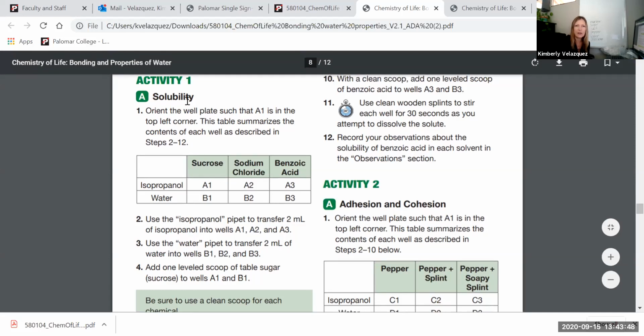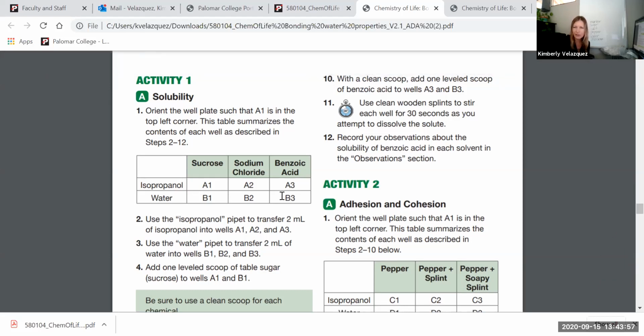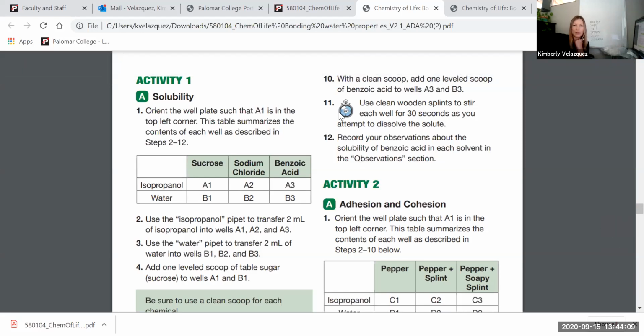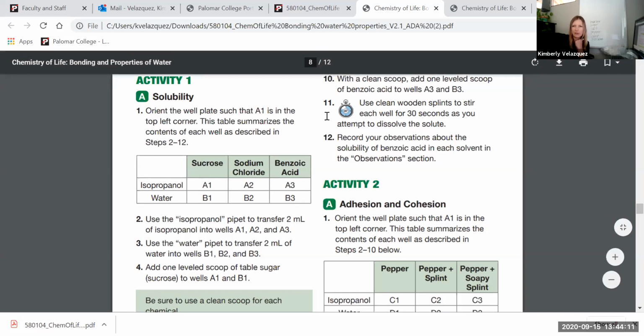So there are three activities you're doing. The first one is on solubility, and it tells you what to add to each well. You need to follow these directions very closely in order, one at a time. And I'll tell you these 12 instructions for activity one are pretty clear. This lab is pretty straightforward. Whenever you see this, it means you need a timing device, and again, you can just use your phone.